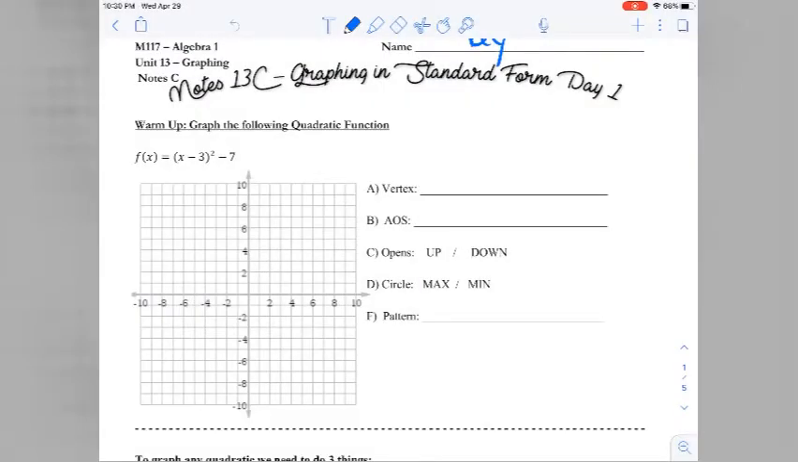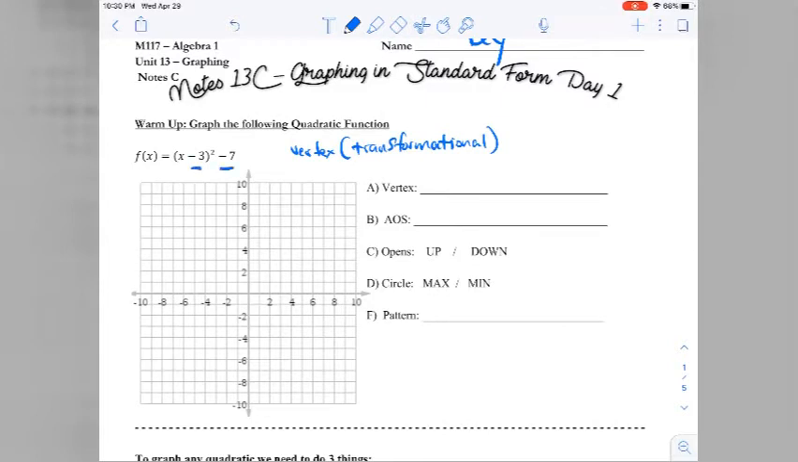Quick review of graphing quadratics while in vertex form. When it's in vertex form, or we also call that transformational form, we can see right away where the vertex lies. In this case, it lies at 3, -7. One of the advantages of knowing where the vertex lies is we need that in order to graph.